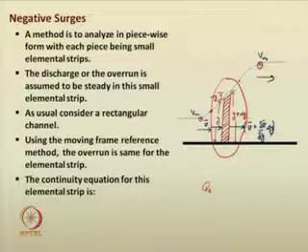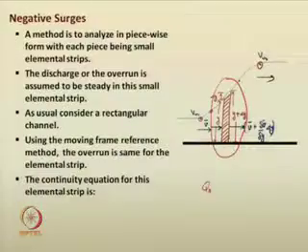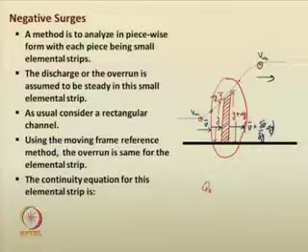So, you can now use the continuity equation in the elemental strip in steady state condition. That can be given as follows. If you remember, for the positive surge, we considered the overrun as constant in both the reaches. It means within that reach, the overrun is constant. For that, you are taking the relative velocity based on the moving frame reference.